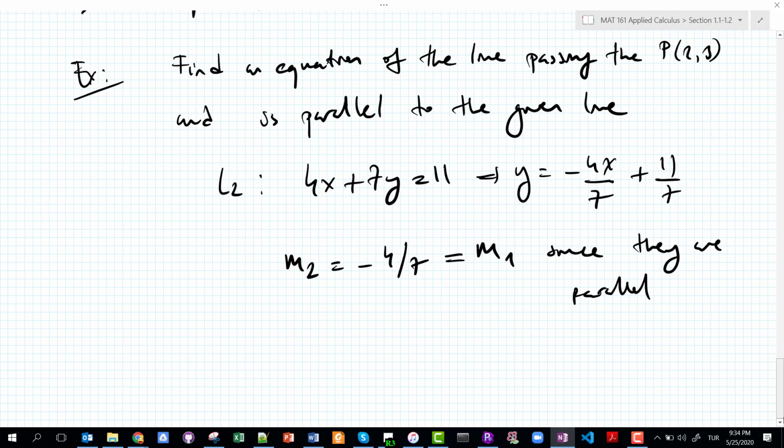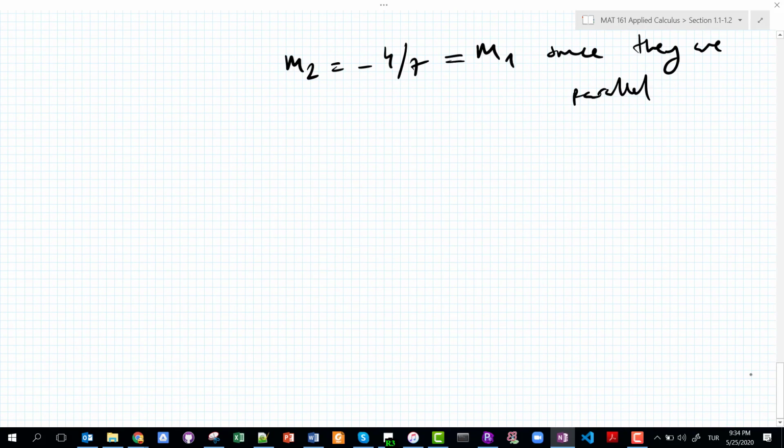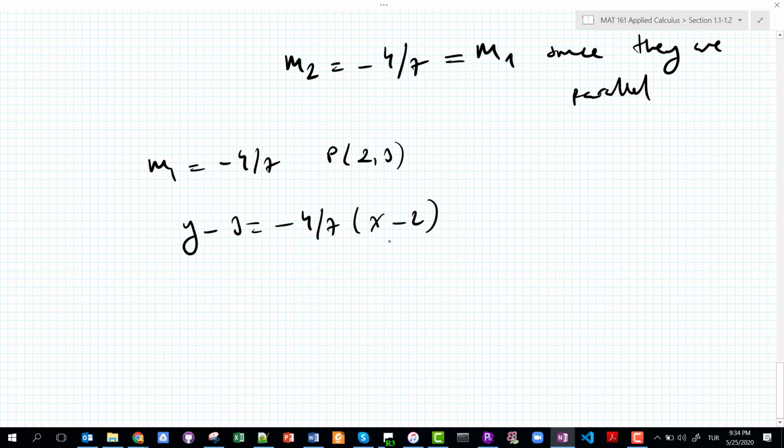Okay. So now I know my slope, and I also know a point, which is (2, 3). I can use the point slope equation to figure out what my line equation is. That was this one: y minus 3, and the slope is equal to -4/7, and then x minus 2. So that's going to be my second line equation. That's how I'm going to find the line equation.